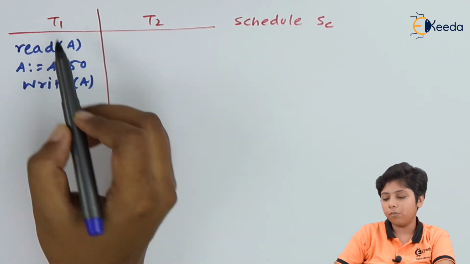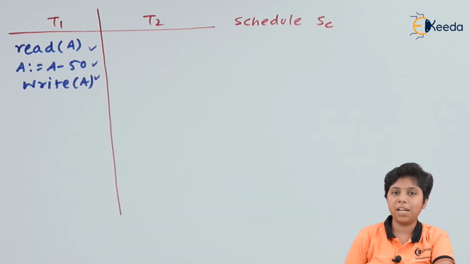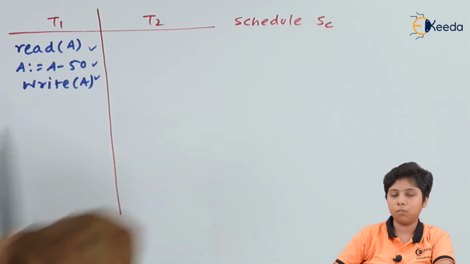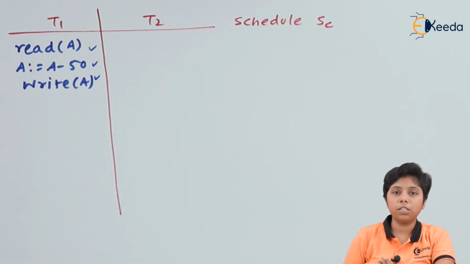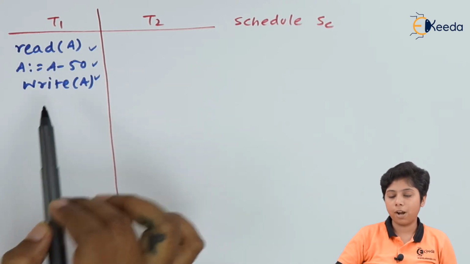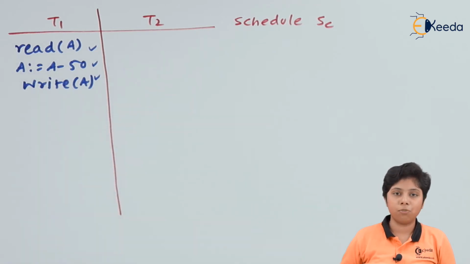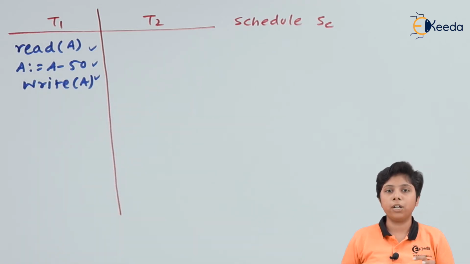Say suppose that T1 has the first part, that is reading A, subtracting 50 from A and writing back to A. That appears in T1 first. While having the concurrent execution, one thing we keep in mind is that you cannot change the ordering of the operations inside a transaction. That means the read A, subtract 50 and write A will be in the exact order they appear in the transaction T1. We cannot have write A and then read A. We must preserve the ordering. The ordering among the transactions may change, but not the ordering among the operations within a transaction.